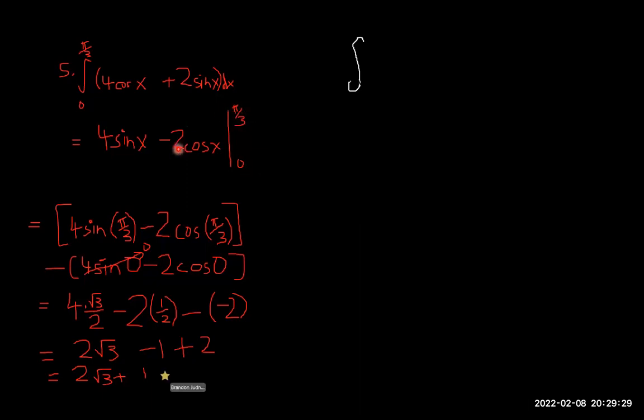With limits pi on 3 and 0, all you're doing now is substituting into this expression. Wherever you see x, you replace it with pi on 3. That's what he has here in this first bracket. Then in the second bracket, you replace x with 0. Simplify, you're going to get this. Anybody needs me to go through that slowly? Yes, please. Like you want me to write it out? Yes, please.